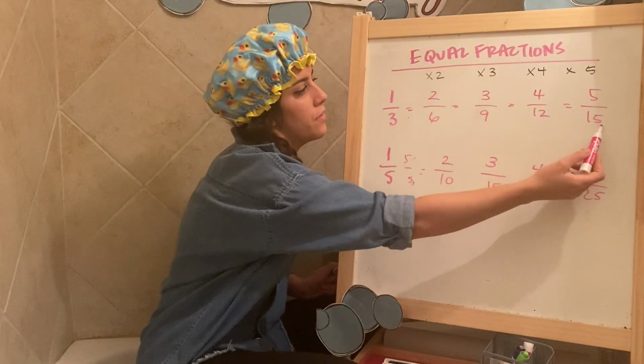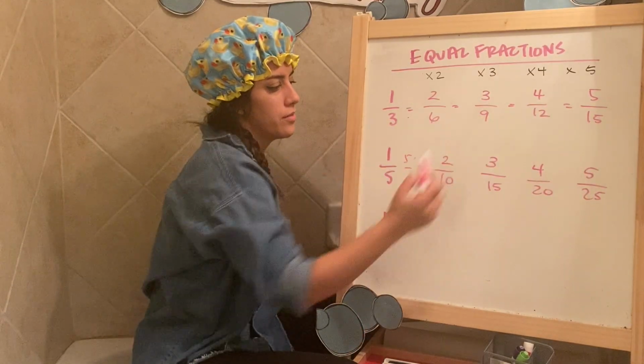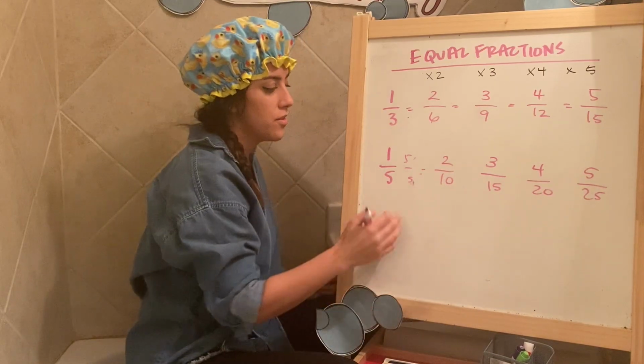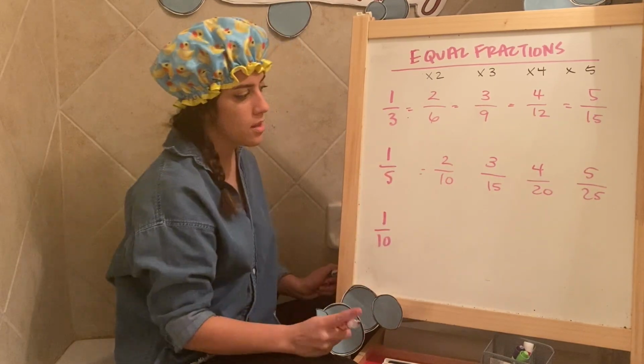And you can see how they're skip counting, right? 3, 6, 9, 12, 15. 1, 2, 3, 4, 5. 5, 10, 15, 20, 25. There's different ways to look at the same thing.